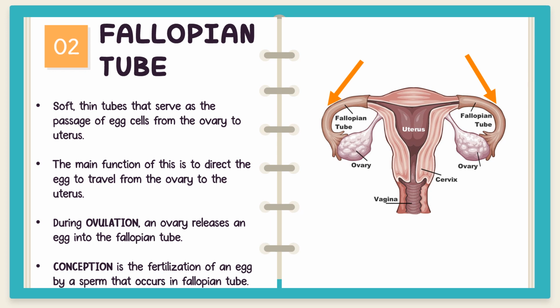So, ibig sabihin, ang function talaga ay para ma-direct yung egg cell papunta sa uterus. During ovulation, an ovary releases an egg to the fallopian tube. So, during the process of ovulation, nagre-release ng egg into the fallopian tube. Conception is the fertilization of an egg by a sperm that occurs in the fallopian tube. So, during fertilization, doon nagme-meet yung egg and sperm sa fallopian tube.